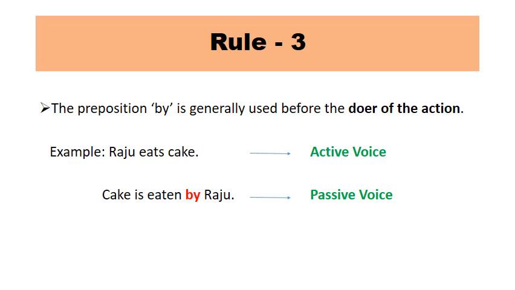So, dear students, we know the subject of the verb in the active voice becomes the object of the verb in the passive voice. So, in the example, Raju eats cake. Raju is the doer. Raju is the subject of the verb. And see, in the passive voice, Raju has become object of the verb in the passive voice. And see, the preposition by is used before Raju.